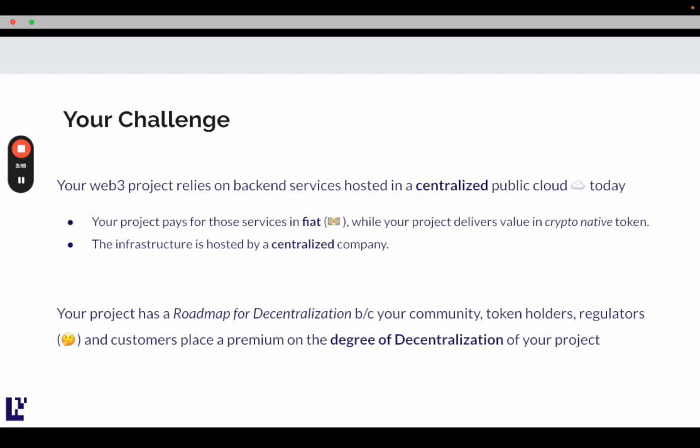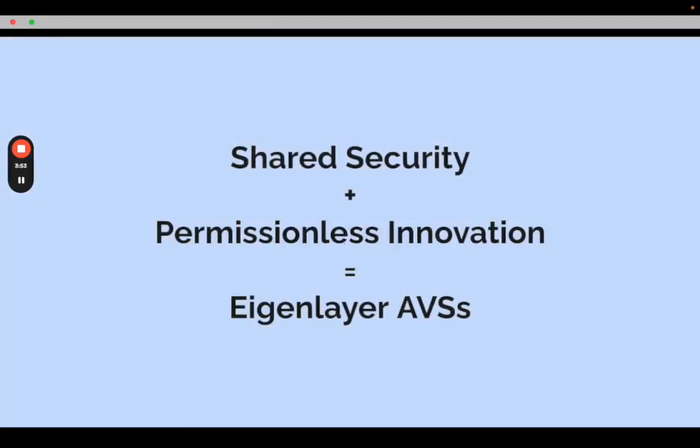Whereas at the same time, you are delivering a roadmap for decentralization to your community. We're finding out that projects that are more decentralized are inherently more valuable. They demand a premium for their community, for their token holders. Regulators in the US, in fact, have recently described more decentralized projects as safer for further publication on the US stock markets. And so in general, it's a positive step forward for your project. And your customers in general will place a premium on this degree of decentralization. So the more of these types of services we can decentralize, the better for your team.